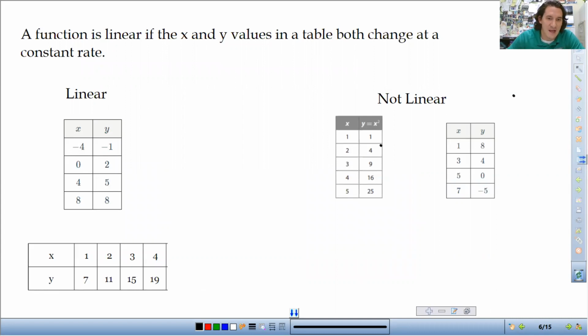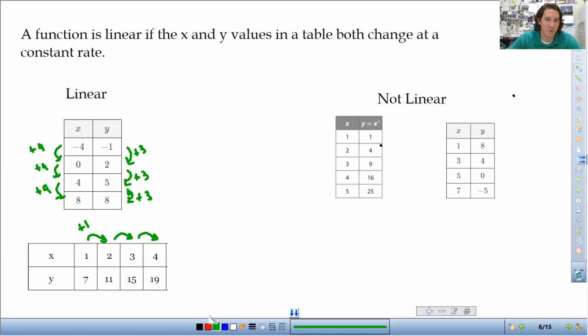So if you look at the x values, they are increasing by 4 each time. All right, the pattern is to increase by 4. Then if you look at the y values, the pattern is increasing by 3. And since the x values are increasing by a constant rate and the y values are increasing at a constant rate, that makes it linear. So here on this one, the x values are increasing by 1 each time.